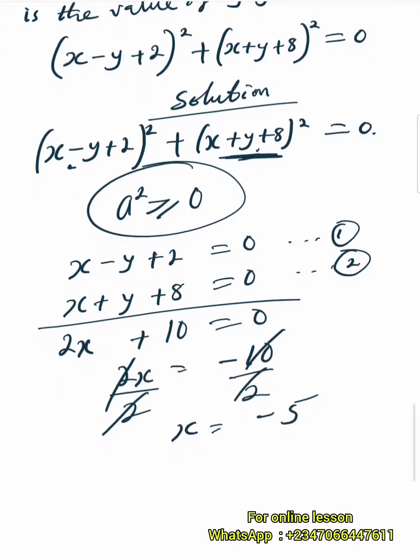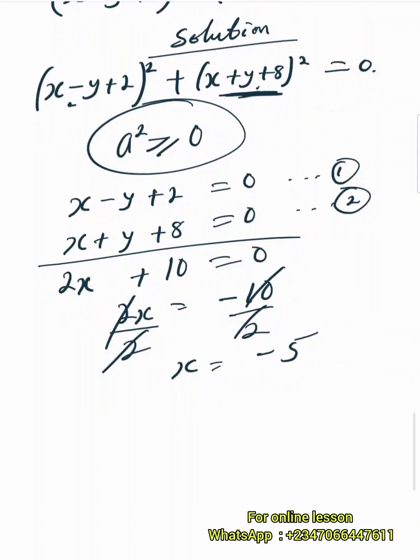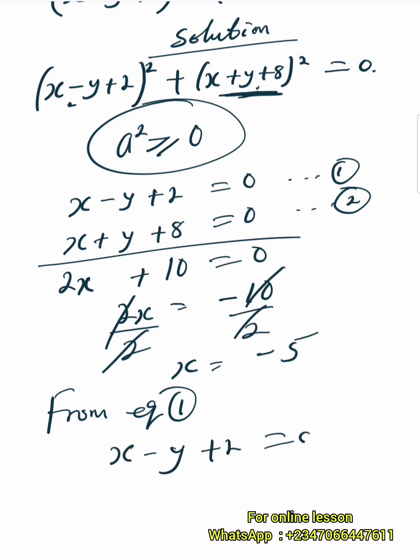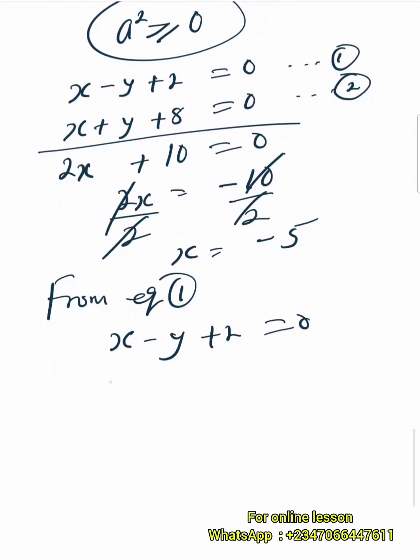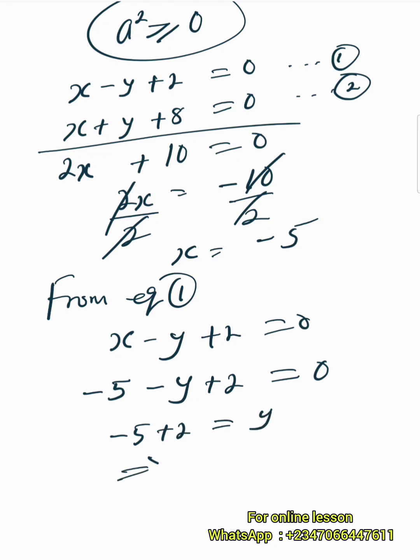Negative 5. Now we can solve for y. Choose any of the equations. Let's choose equation 1. From equation 1, we have x - y + 2 = 0. In place of x, put negative 5: -5 - y + 2 = 0. So just take y to the other side. You can have -5 + 2 = y. So this will now imply that y equals -3. So -3 is our answer.